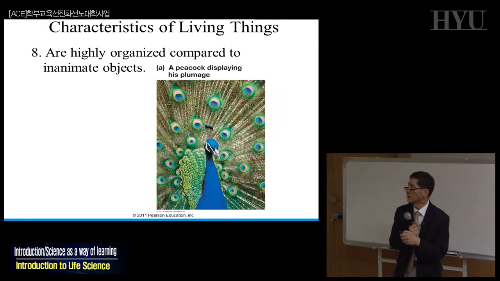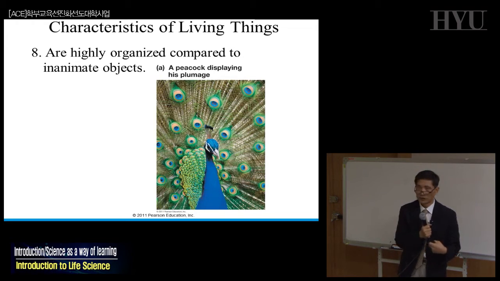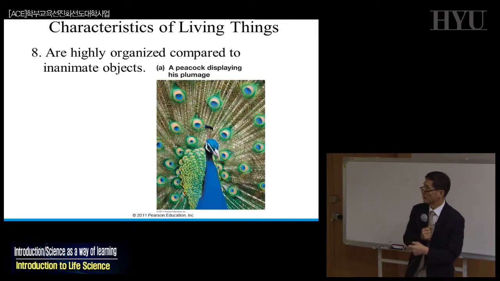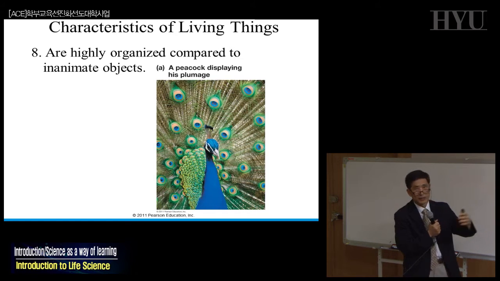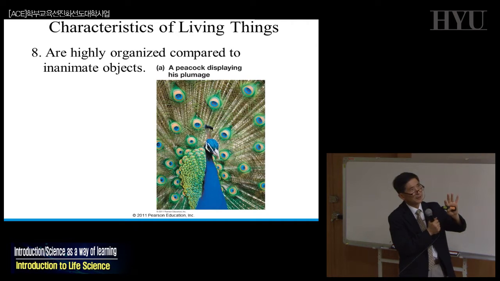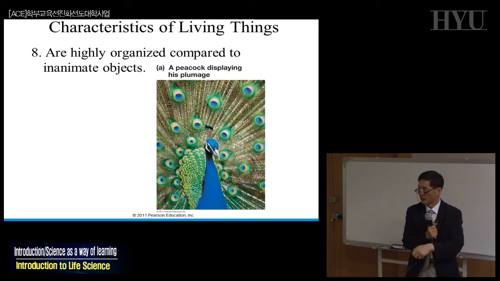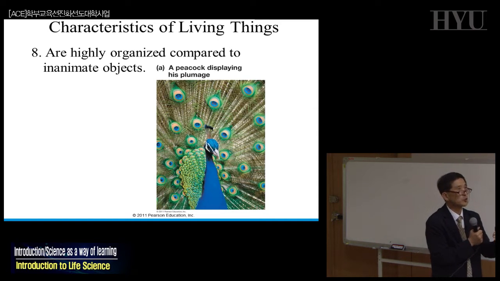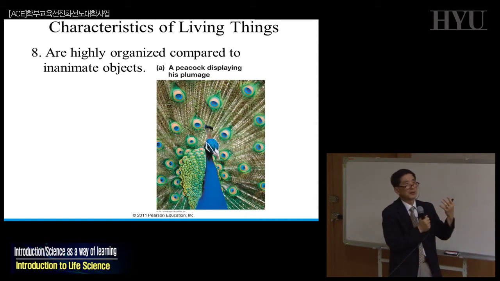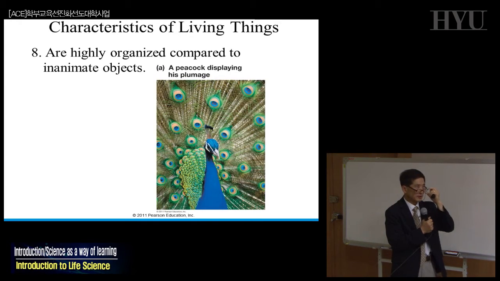All the life forms are highly organized compared to inanimate objects, which means non-living things. Example, what is it? This is a peacock. It's displaying its plumage. It's beautiful. And if you see the pattern, you probably think, how does this thing have this complex pattern? The answer is evolution. This peacock, is it female or male? Usually male. They display these beautiful characteristics.